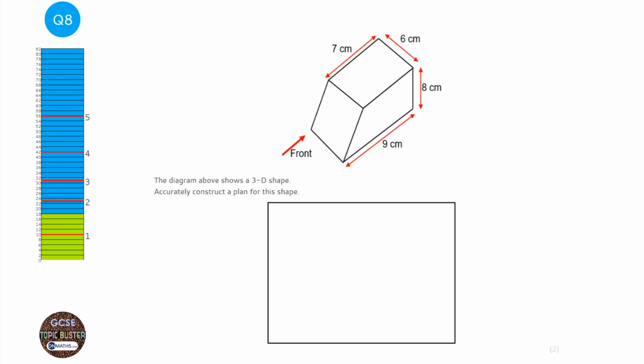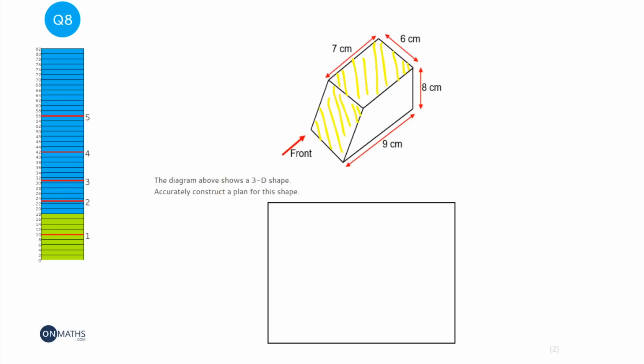So what of this shape are we going to see from the top? Well, we're definitely going to see this one. But we'll also see this one as well. Now, we've got to work out what the sizes of them are going to be. Well, the top one's easy. It's just 7 centimetres by 6 centimetres.